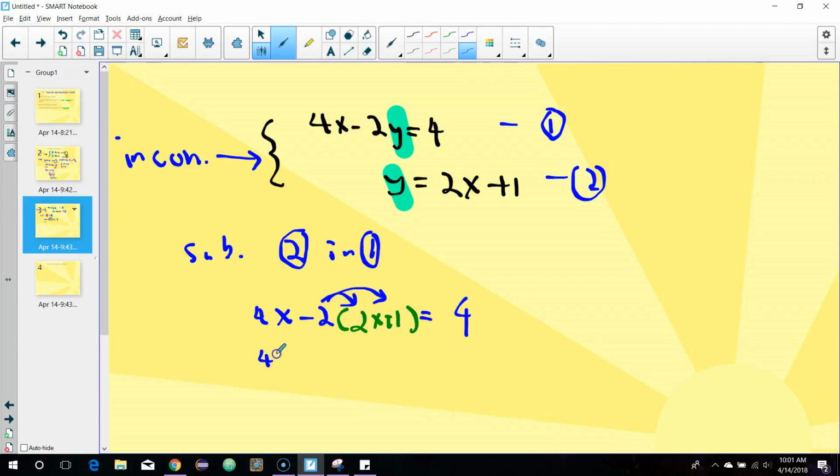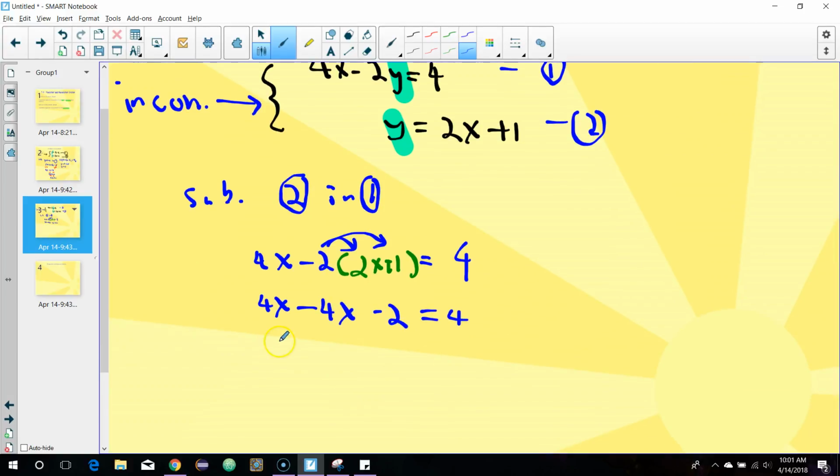You're going to get 4x minus 4x minus 2. All of this is just distributing it correctly. Is equal to 4. Now, this is quite interesting if you think about it. 4x minus 4x, that will turn into 0, right? This thing actually disappears. So you're left with a statement: negative 2 is equal to 4.